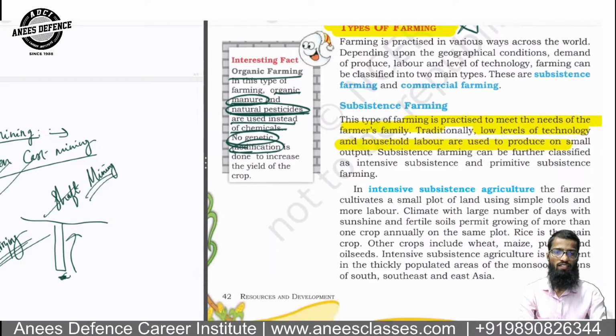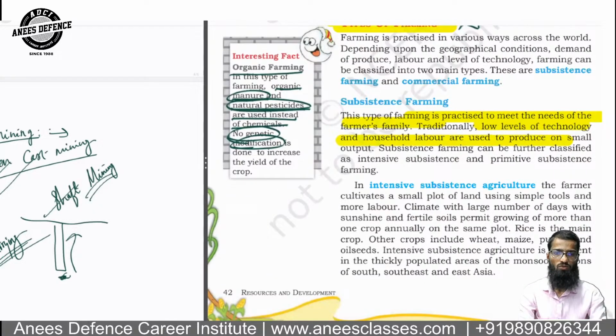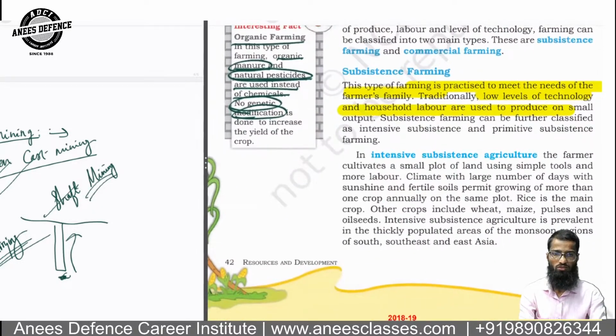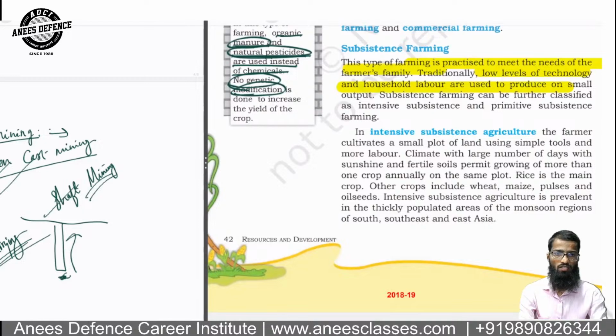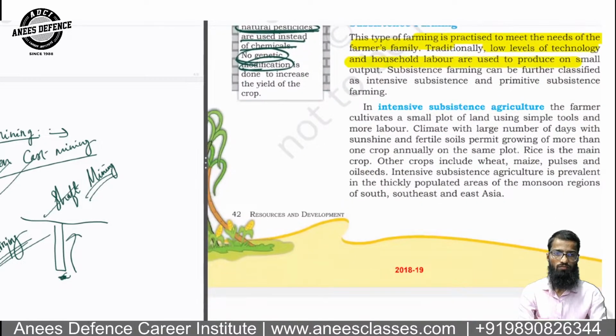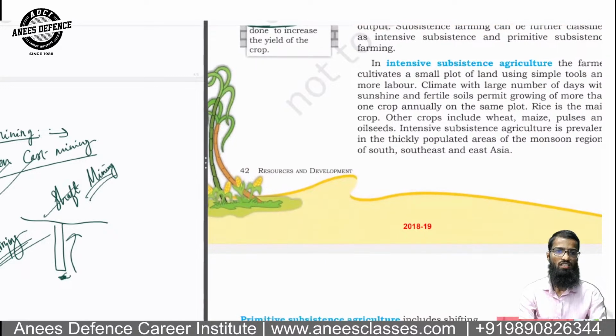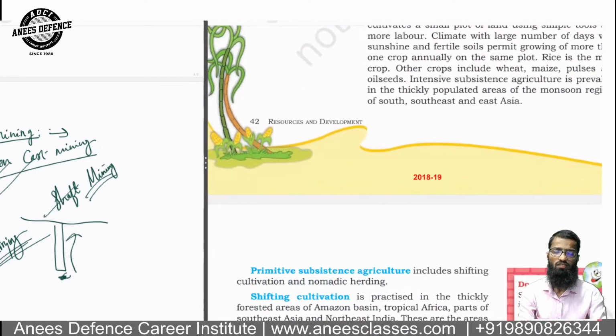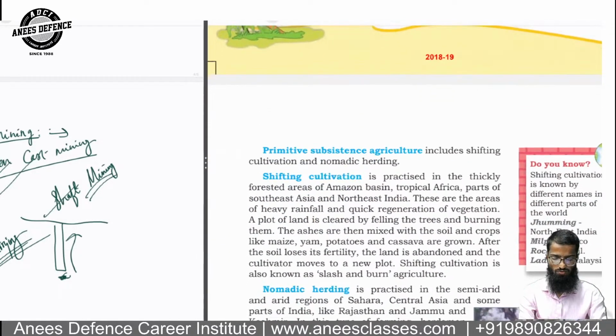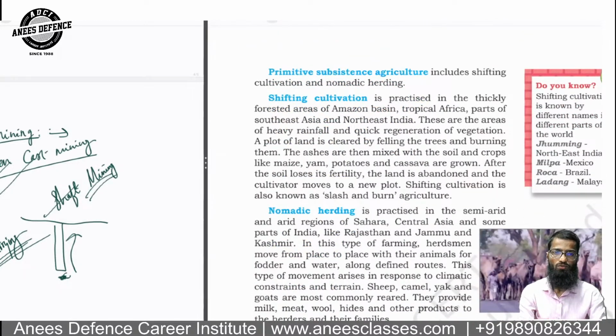Okay. Intensive में क्या होता है? The farmers cultivate a small plot of land using simple tools. Okay. And then in the monsoon regions of south and Southeast Asia, East Asia also, you can see the intensive subsistence farming. Then you have primitive farming, which includes shifting cultivation and nomadic herding.